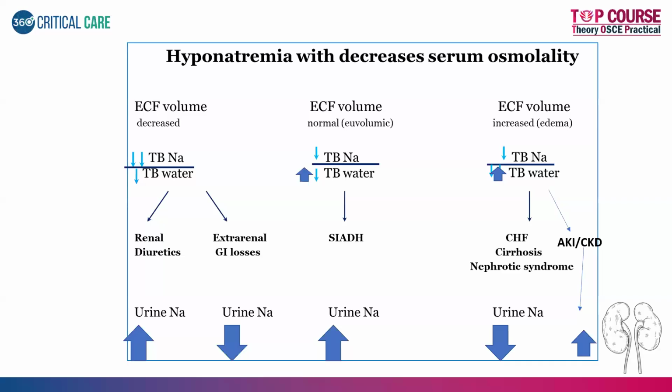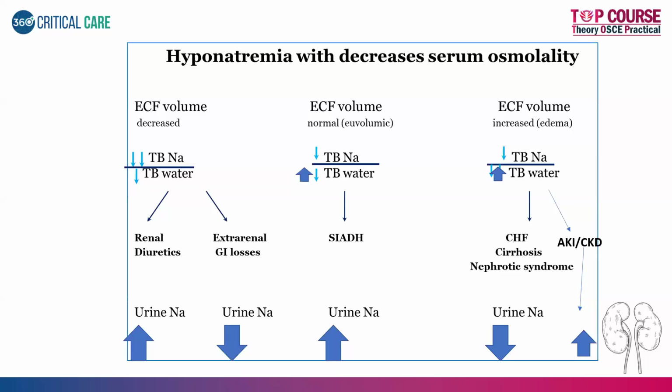Coming to the ECF volume, where the patient has a normal volume, that is euvolemic patients. In such cases, you can see that the total body sodium can be a little reduced, okay? But the total body water may be normal or it can be increased. Such cases of euvolemic hyponatremia are usually seen in cases of syndrome of inappropriate ADH secretion. In these cases, usually the urinary sodium is more than 20. Okay, I'll tell you why this is in the subsequent slides.